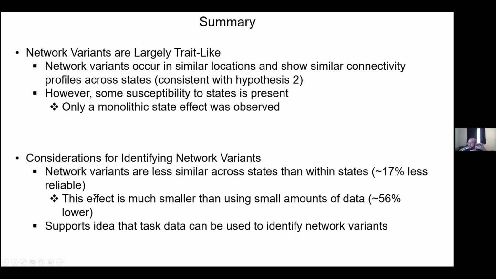However, if you compare this effect to having a smaller amount of data, for instance, if you tried to make network variance with 5 minutes of data versus 40 minutes of data, you'd actually be about 56% lower. So having a lesser amount of data is a lot worse than trying to combine data across states. If you said, oh, I only have 10 minutes of resting state data in my data set, but maybe that's better to estimate network variance from than adding this half an hour of task because there are these state differences, we don't really find much evidence for that. It seems like having more data is definitely better than trying to estimate it with small amounts of data, even if they're not from the same state. So to us, this supports the idea that task data can be used to identify network variance.